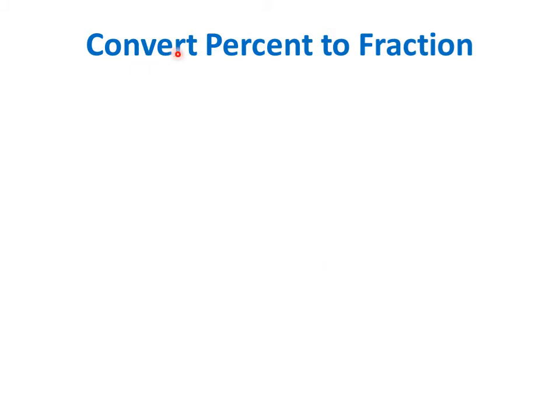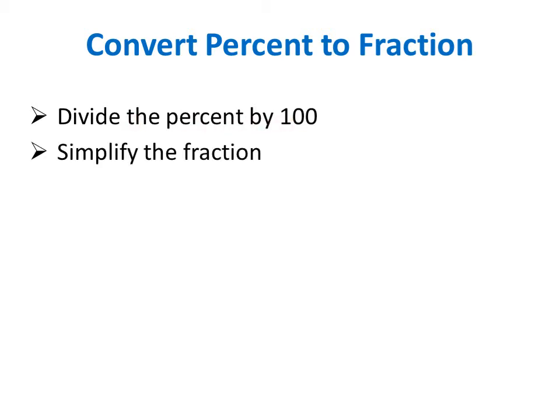This time, how do we convert percent to fraction? Now take note that this case is the opposite of the first case. So remember, in the first case, to convert fraction to percent, we have to multiply the decimal by 100. Therefore, in this case, we simply divide the percent by 100. And we have to simplify the resulting fraction.